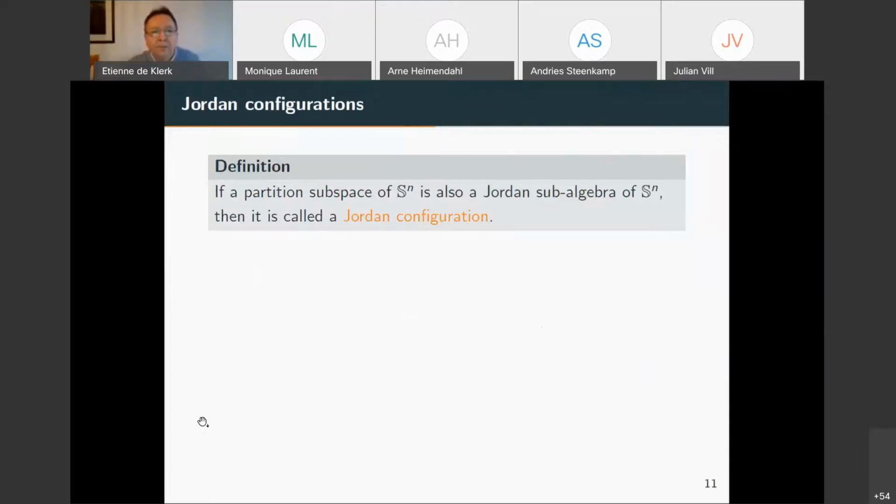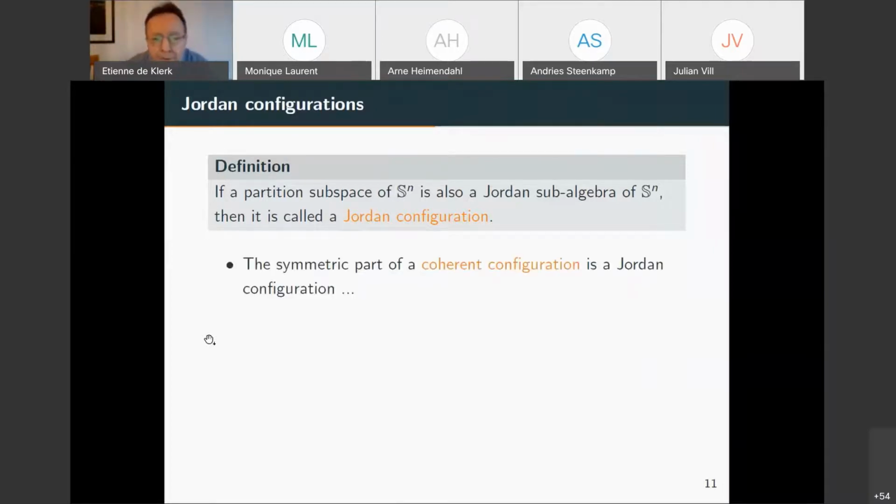Okay, so let's just recap. We have partition subspaces of the symmetric matrices, and sometimes these things are also closed under taking squares. So they're also Jordan subalgebras. And if this is the case, such a partition subspace is called a Jordan configuration. So a partition subspace which is also a Euclidean Jordan subalgebra is called a Jordan configuration.